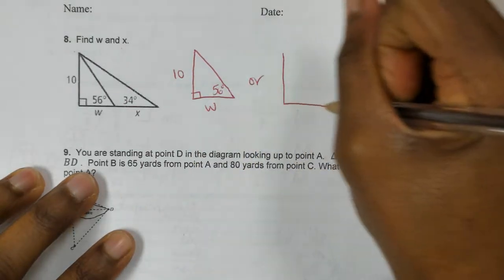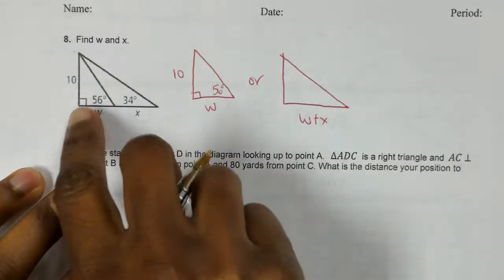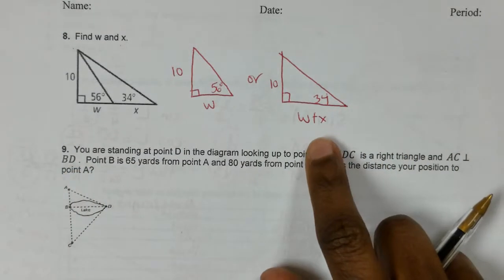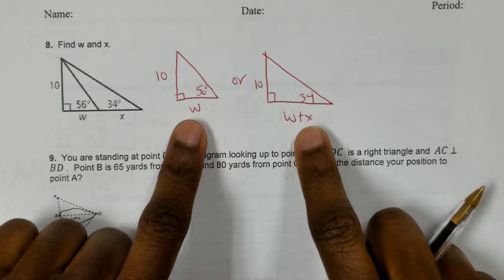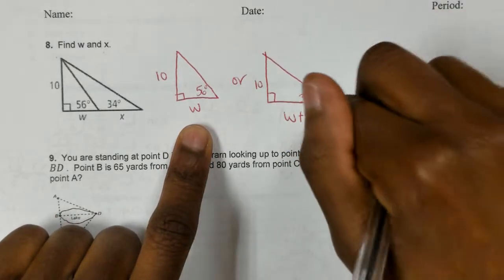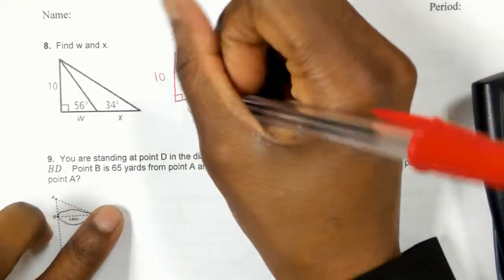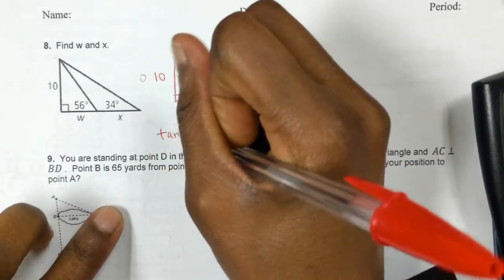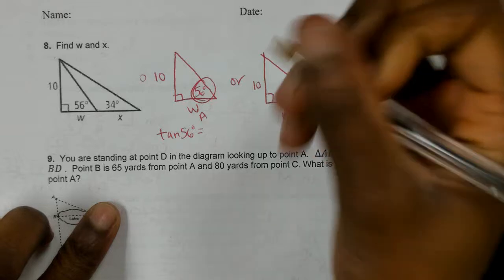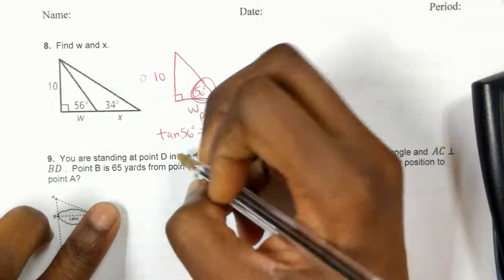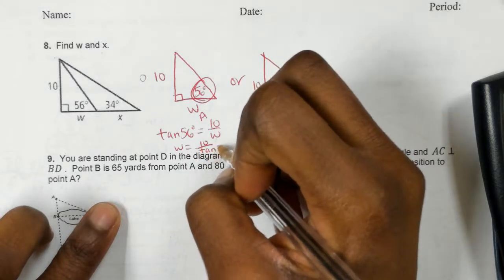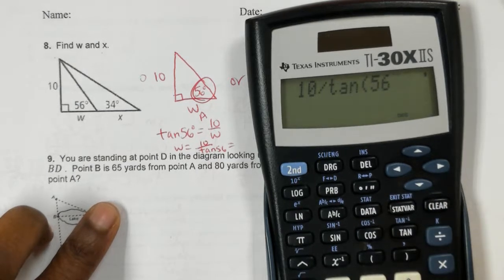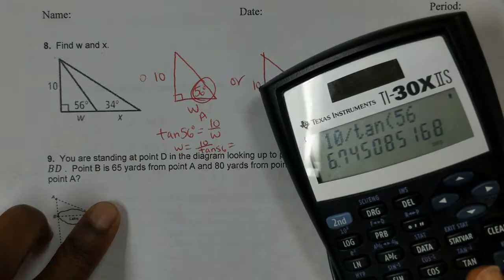Or W plus X, which is what this length would be if you combine those. So to find X, which is what we're going to have to find on the test, you're going to have to do both of these trig functions and then subtract to figure out what X is. So if we do the trig function for this one, we have opposite and adjacent sides, so tangent 56 equals the opposite over the adjacent. So this would be a problem where I divide. And get 6.745.